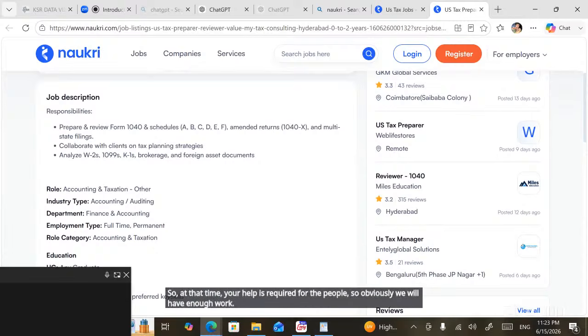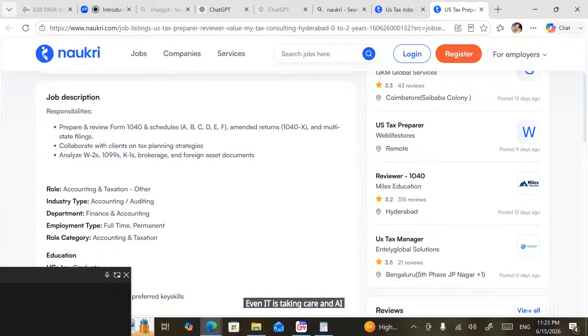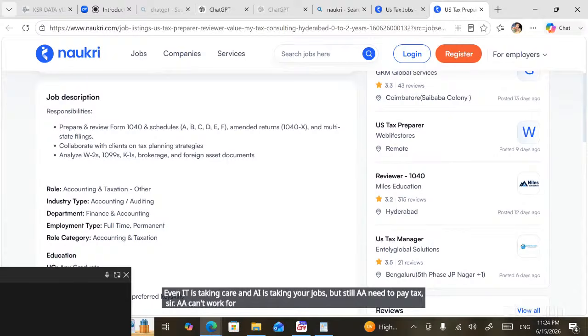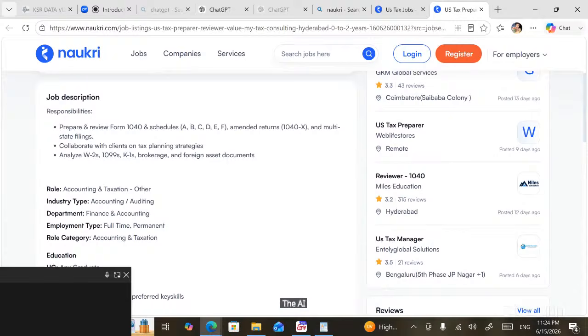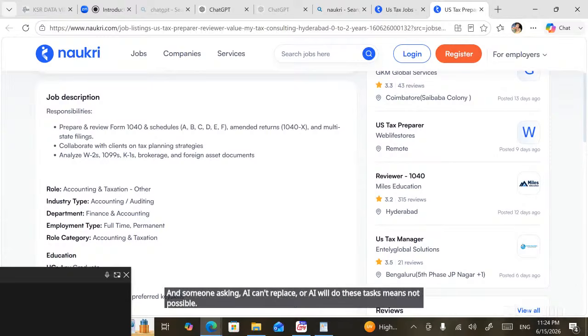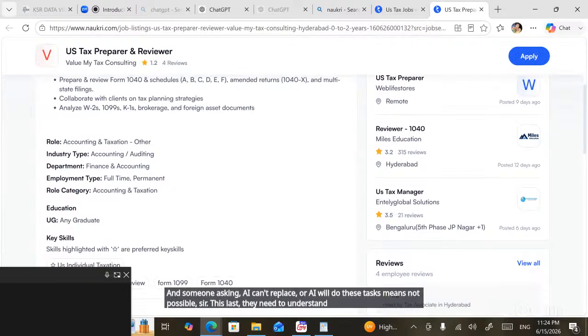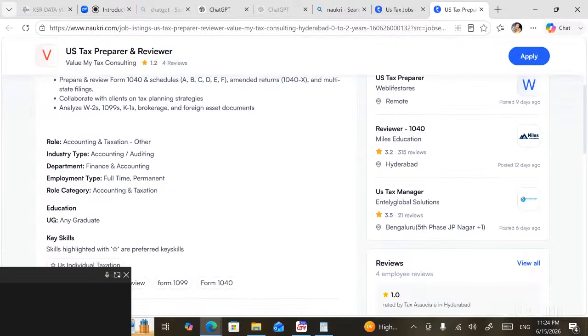Even if IT is taking care and AI is taking your jobs, still AI needs to pay tax, sir. AI can't work for free, right? The AI companies need to pay tax, right? So we will have a demand for that. And if someone asks whether AI can replace this task, it is not possible, sir. They need to understand this. It may help you, but it can't replace you, because signing authority is important here.